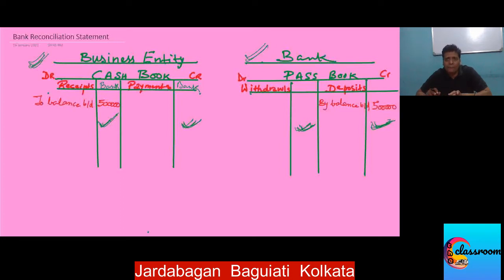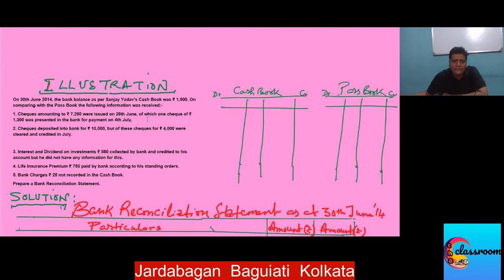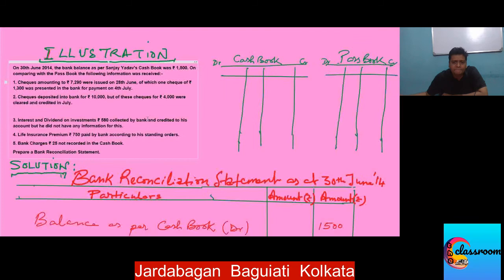So we draw up a reconciliation statement. This reconciliation statement explains the reasons for the disagreement between the cash book, bank column and the passbook. So having said this, let us look at a short illustration over here, and then I'll be solving this so that you understand finally what I explained to you just now.